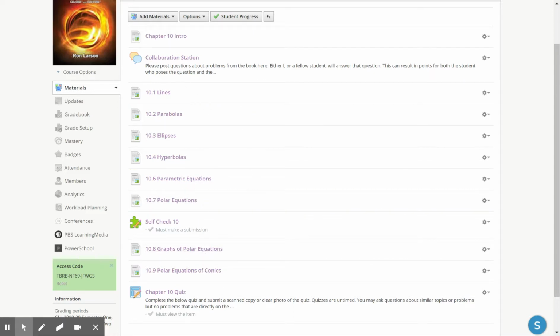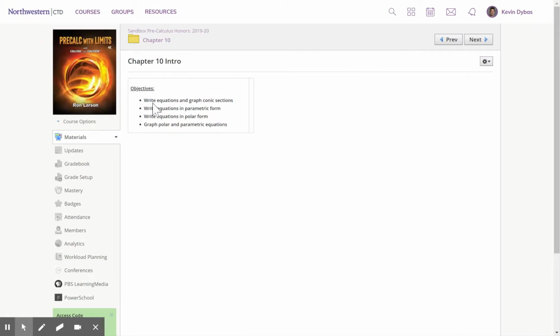You'll see here that we have the collaboration station. You do have a self-check and then the quiz. And then just to talk about some of those objectives, really what you want to focus on is being able to write equations and graph conic sections.